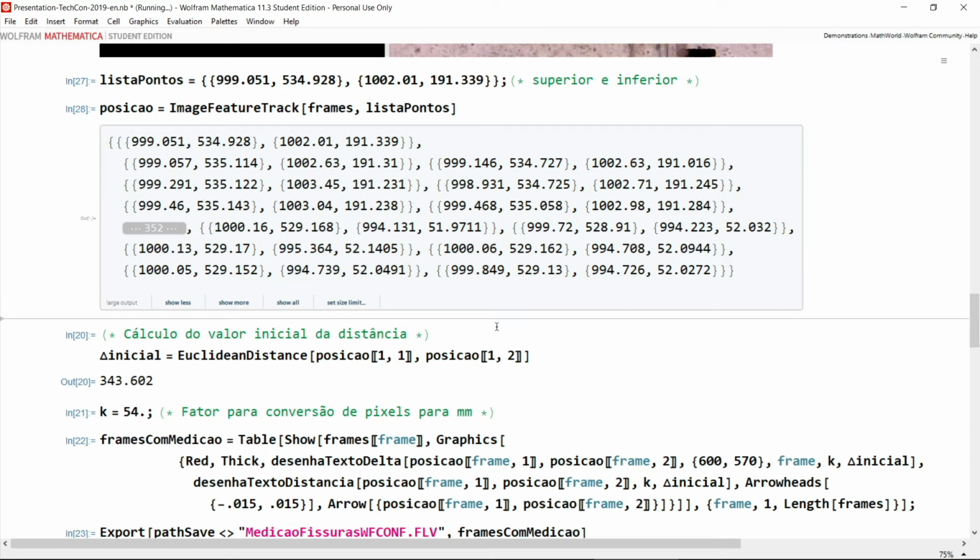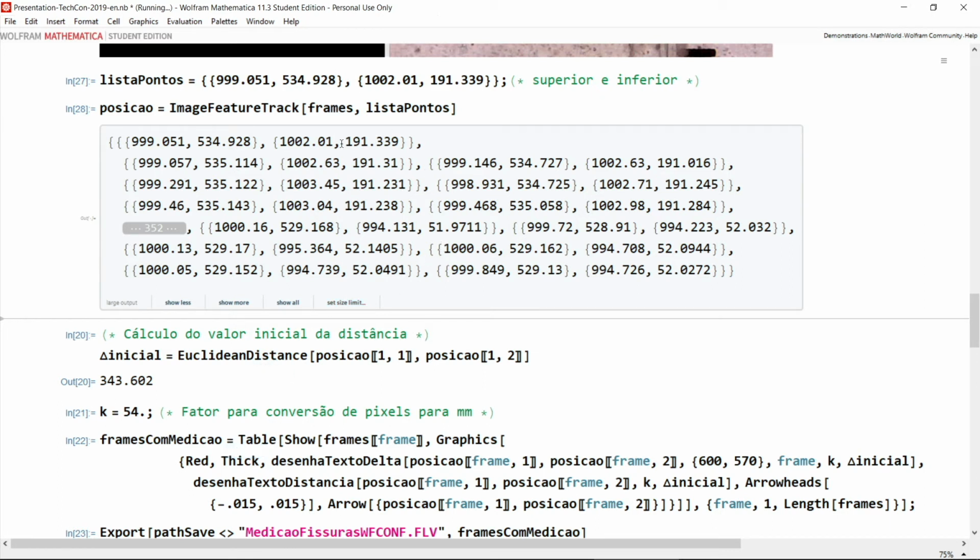And then we have to establish the factor that converts pixels to millimeters. So we have a template. The microscope has a template that we can use to easily convert the dimensions in pixels into millimeters.